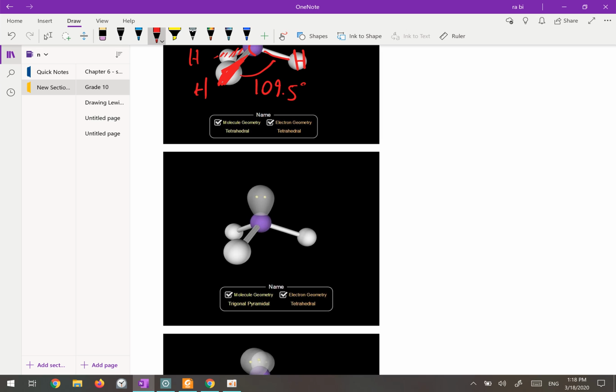So we don't count it when we want to determine the geometry or the shape of the molecule. You have nitrogen here, single bond to hydrogen. This one is coming out of the plane, hydrogen, and this one is going inside. So this would be the shape of the molecule. The shape of the molecule is trigonal pyramidal. You can see it's like a pyramid. Look, this is the pyramid that you have here.